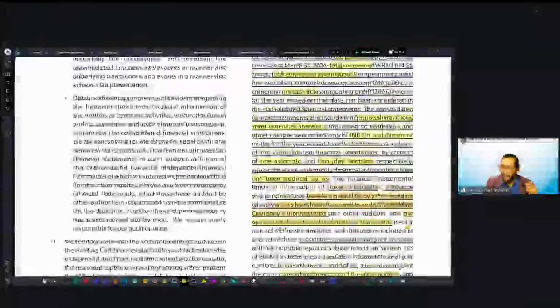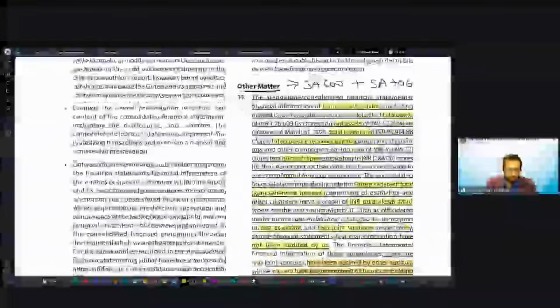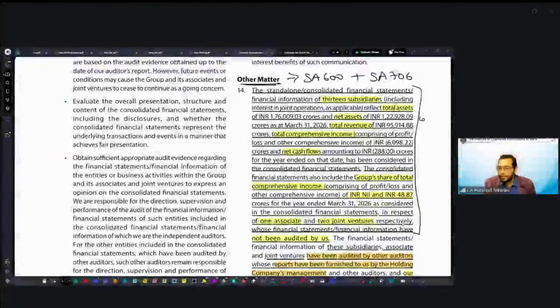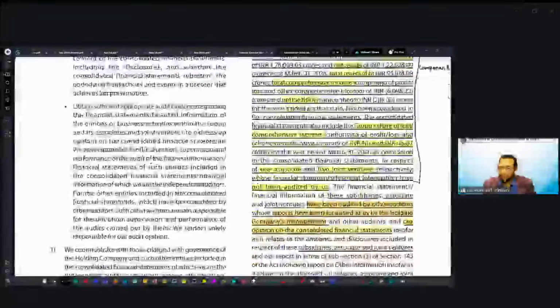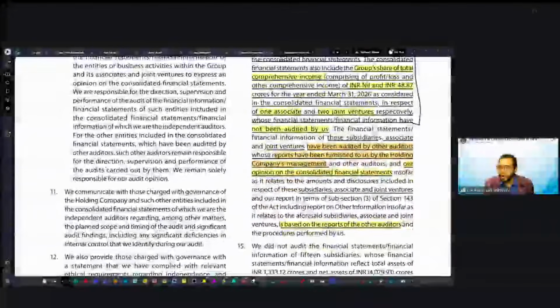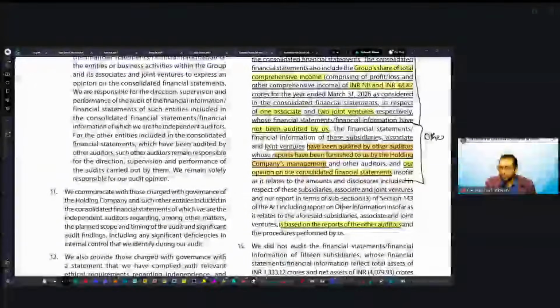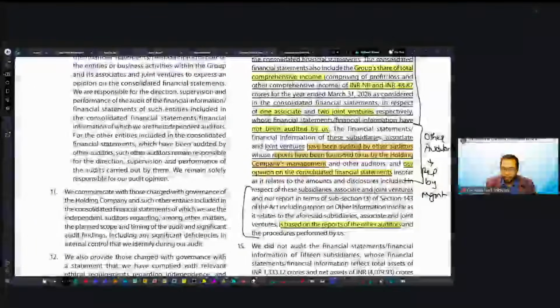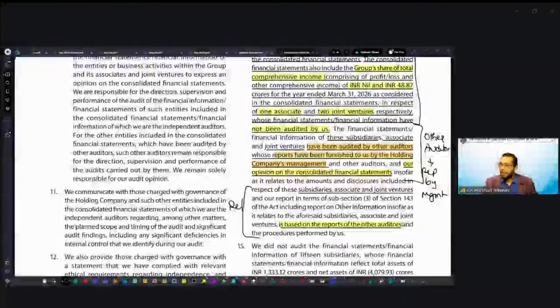So first of all, we identified the components. Then we say this has been audited by other auditors and the report was given by management. And then we place a reliance, okay, that we have relied upon the reports and accordingly we have formed our opinion.